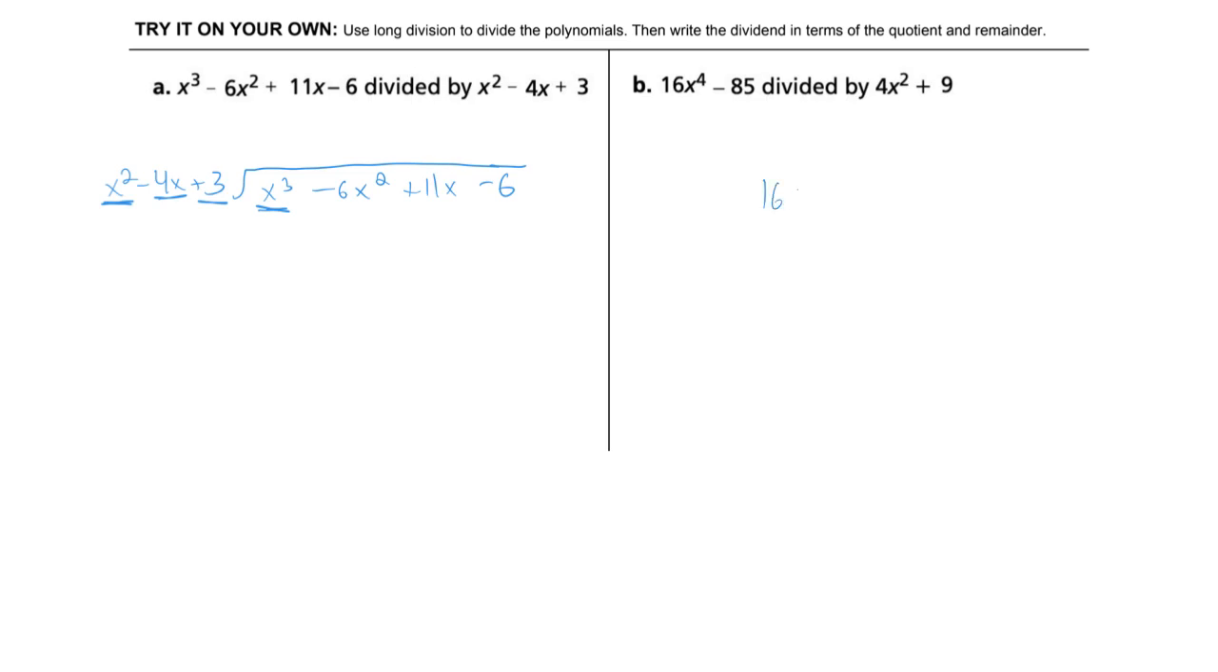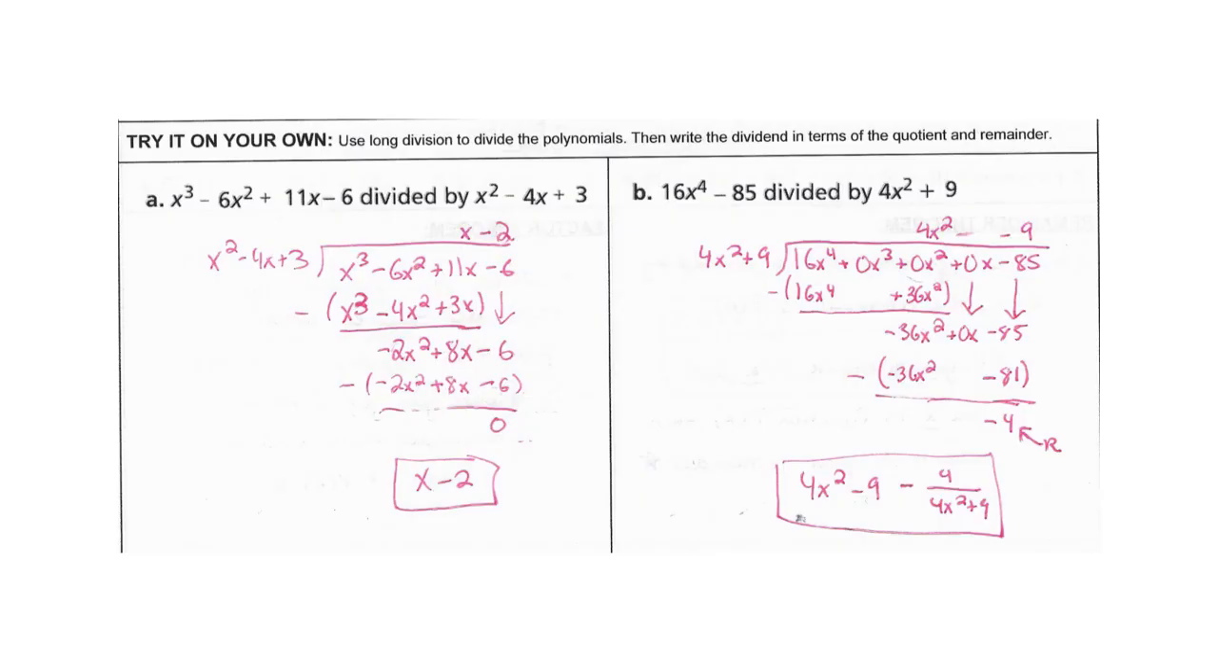Next one, 16x to the 4th, but we also need to add in plus 0x cubed plus 0x squared plus 0x minus 85. Then divide by 4x squared plus 9. Okay, so pause this, try this on your own, and then we'll go through it. So here's our solutions. You can check your answers on these.